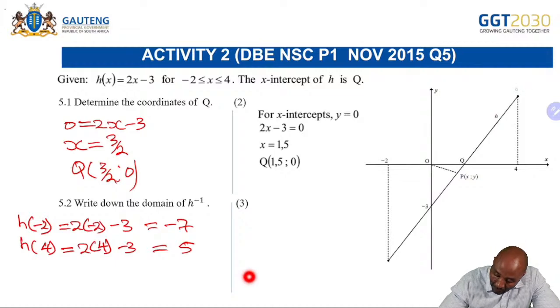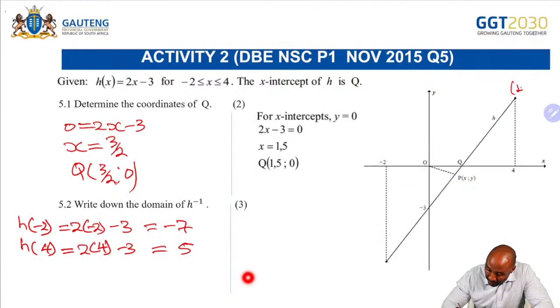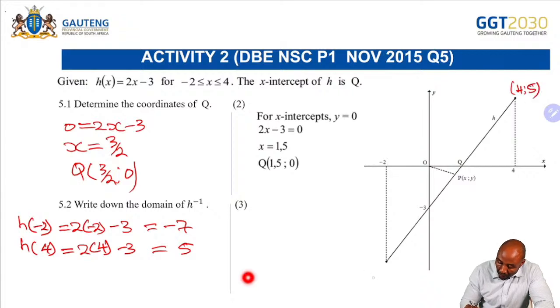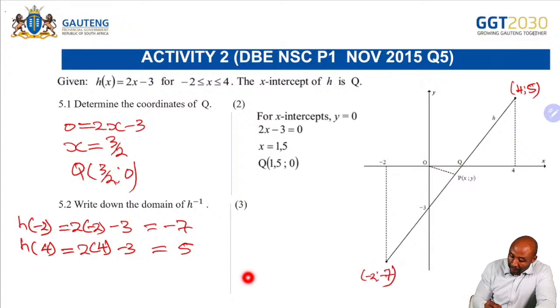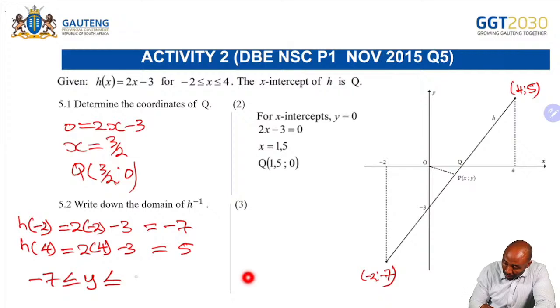So it means the coordinates of the endpoints here are 4 and 5, and the coordinates here are -2 and -7, which means for the range of this particular function, we have -7 is less than or equal to y less than or equal to 5. So this is the range for our original function.